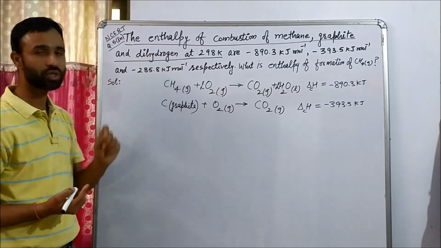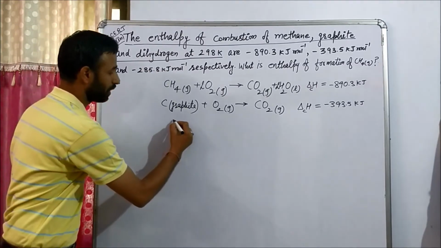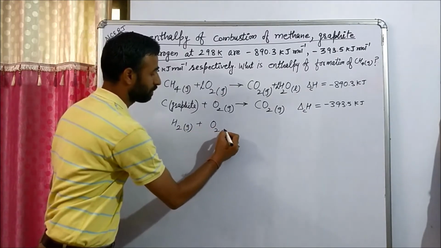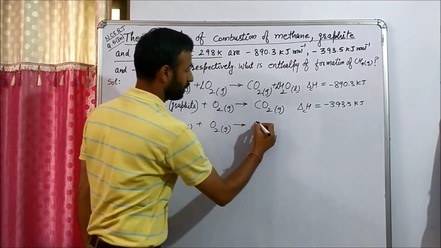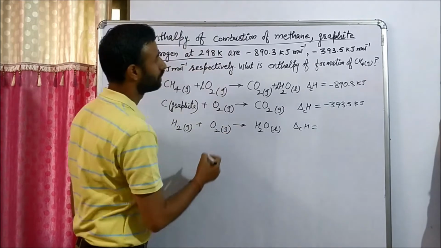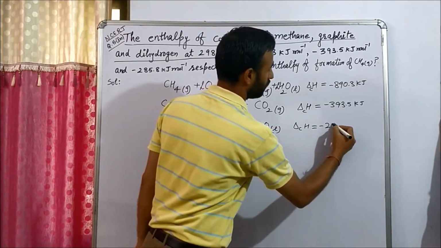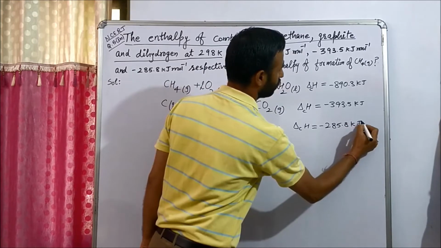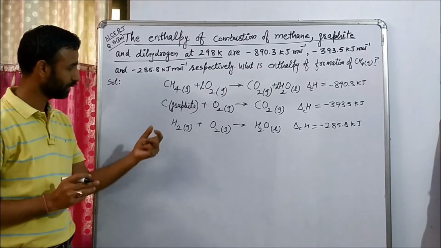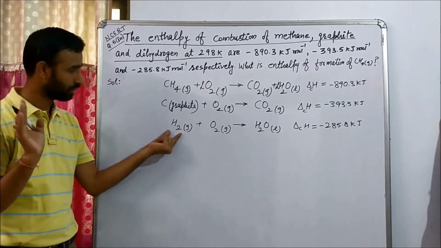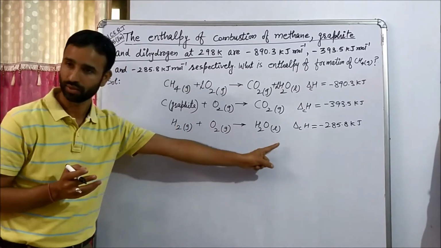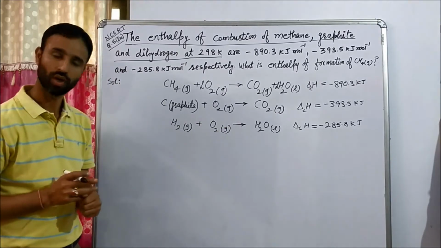Last is enthalpy of combustion of dihydrogen. And dihydrogen is H2 gas. So it burns in excess of oxygen. So we get H2O liquid. So what is the enthalpy of combustion? Minus 285.8 kilojoule. Right? Now balance this equation. Keep H2 1 mole. So H2 1 mole, H2O liquid 1 mole, because 2H are there. What about O2? Half. Very good.